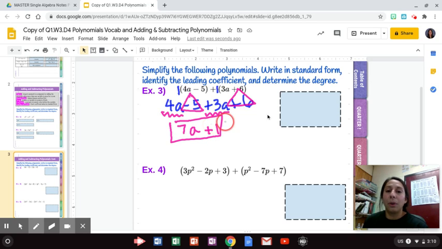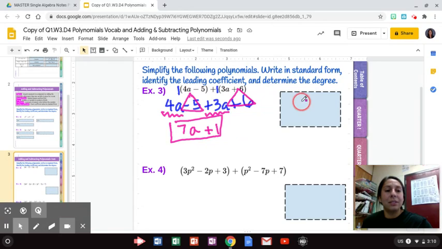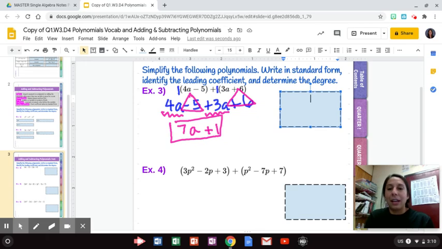So I'm going to come over here and I'm going to type in SF, stands for standard form, in case you didn't catch that on the last one. So standard form was 7a plus 1. Next, we have to determine the leading coefficient. So I'm going to put LC for leading coefficient. What's the front number? That's a 7. And then our degree. Degree is the highest exponent. So our exponent is a 1. There's an imaginary 1 right here, even though there's nothing written. It's understood to be a 1.